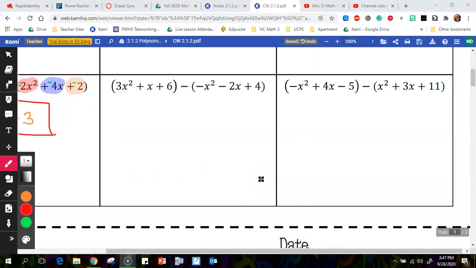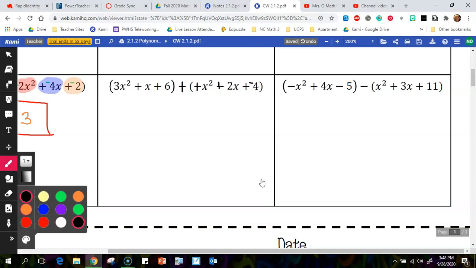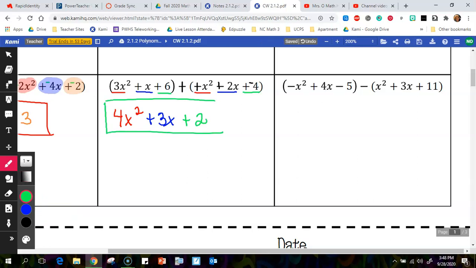We'll do one more of these together, and then you can do the last one by yourself. So we want to change this to plus right here. Change this to positive, positive, negative. Just put the little negative symbol there. All right, so I've got 3x squared and 1x squared. That's 4x squared. And then I've got +1x and +2x. That's +3x. And then my last one, let's do that one in green, +6 minus 4, that would be +2. All right, and then I want you to do this one by yourself.